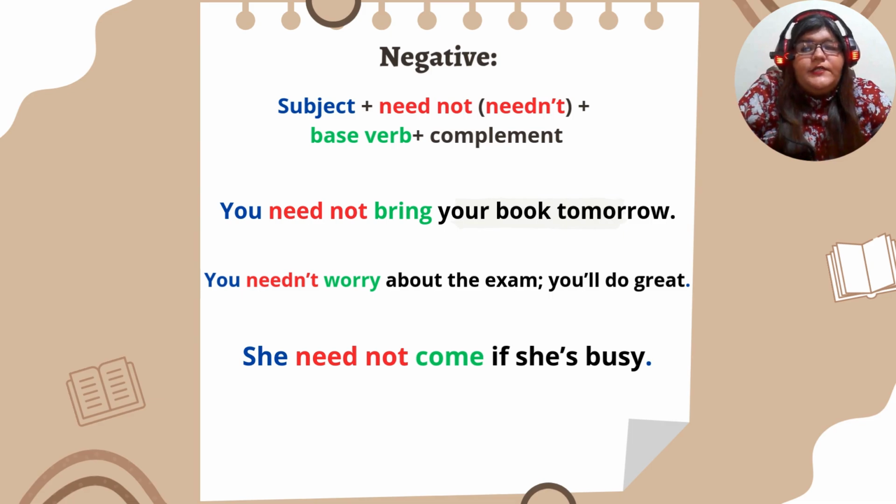Then we have here, guys, a negative structure. We have the subject, and also in this case, we can use need not or needn't with contraction. It's up to you guys in which form you want to deny something with the modal verb need. If you prefer need not or needn't, it is grammatically correct in both cases. It's up to you which one you want to use. Then we have the base form of the verb plus the complement.